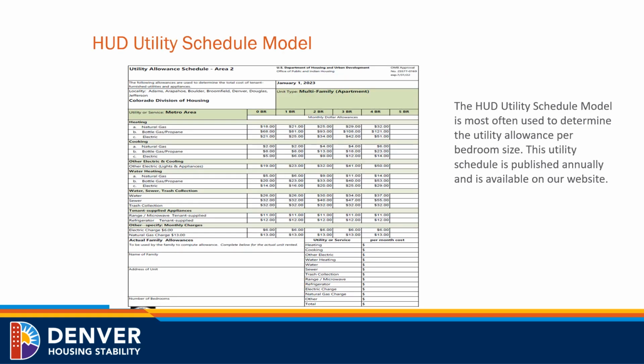The HUD utility schedule model is most often used to determine the utility allowance per bedroom size. This utility schedule is published annually and is available on our website.